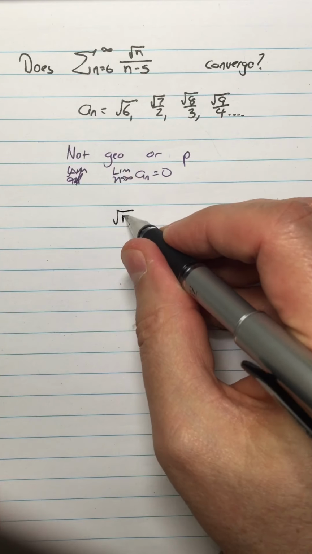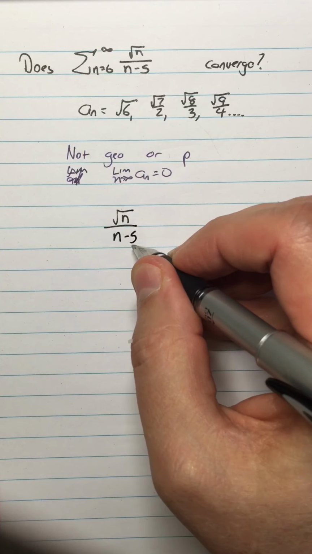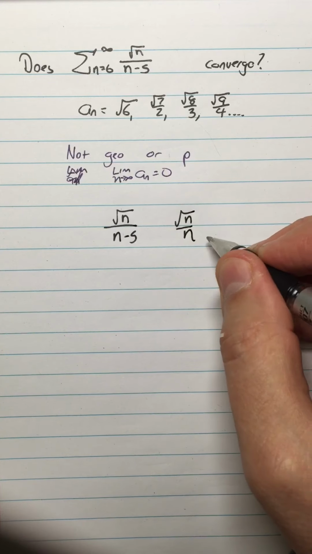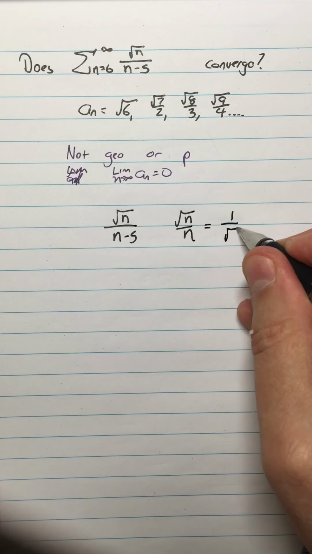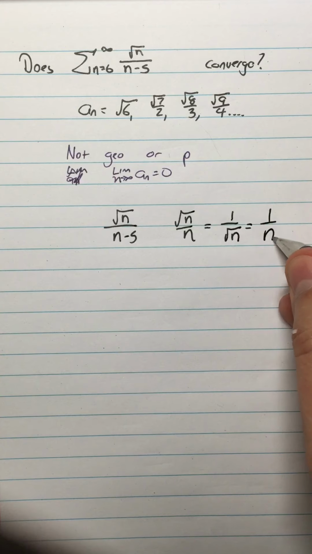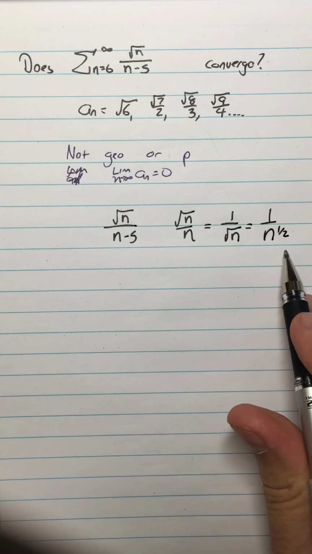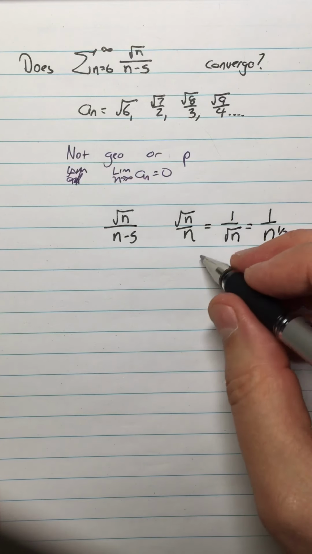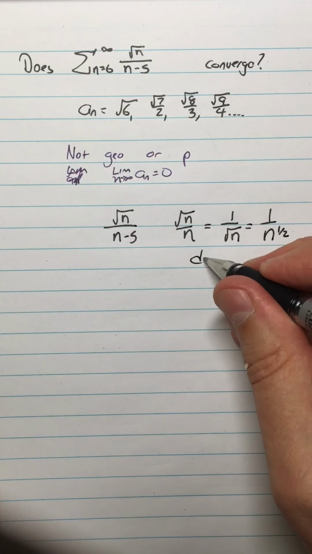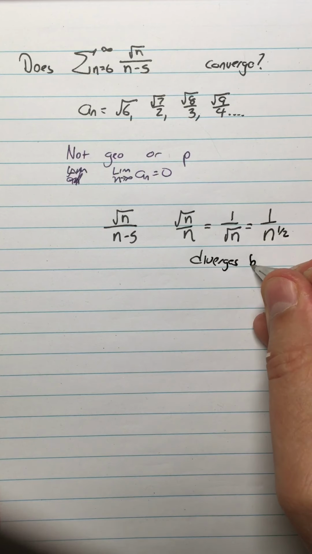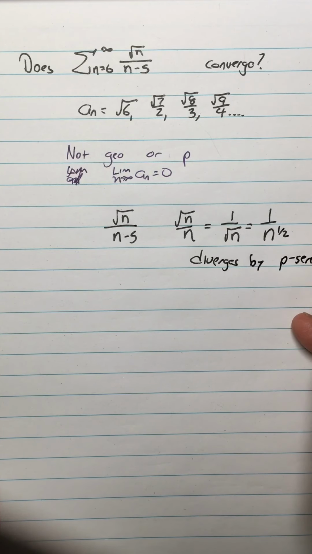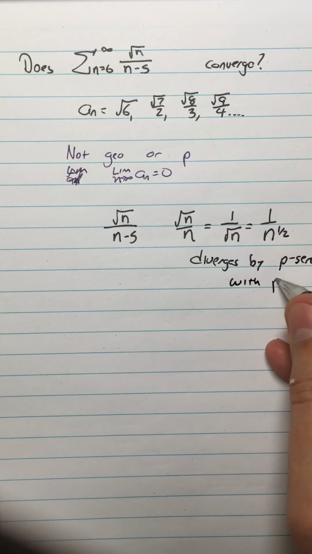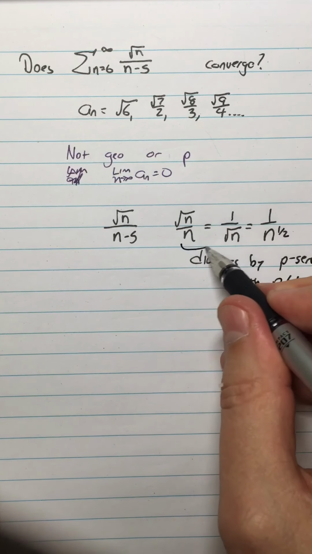How would square root n over n minus 5 compare to square root n over n, which is a p-series because it would be 1 over square root n, which is 1 over n to the 1/2? A p-series with p less than 1, which we know diverges, right? So if this were a series, it would diverge by p-series, because it's a p-series with p less than 1. That's what would happen to these things.